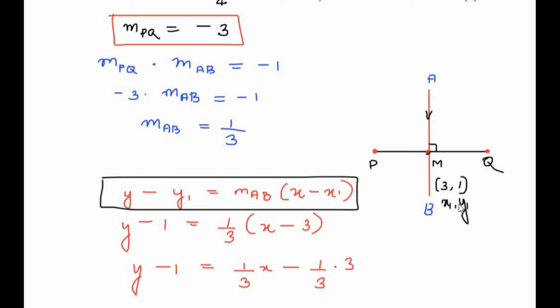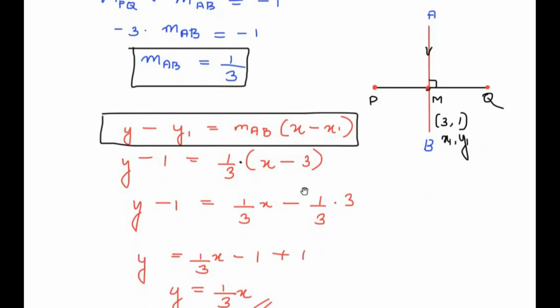So y minus y1, in this case y minus 1, equals the slope of line AB, which we got as 1 over 3. So we have written here 1 over 3 times (x minus x1, which is 3). Now here, y minus 1, the left hand side remains the same. We are going to expand the right hand side. So 1 over 3 times x gives us 1 over 3 x, and 1 over 3 times negative 3 gives us 1 over 3 times 3.